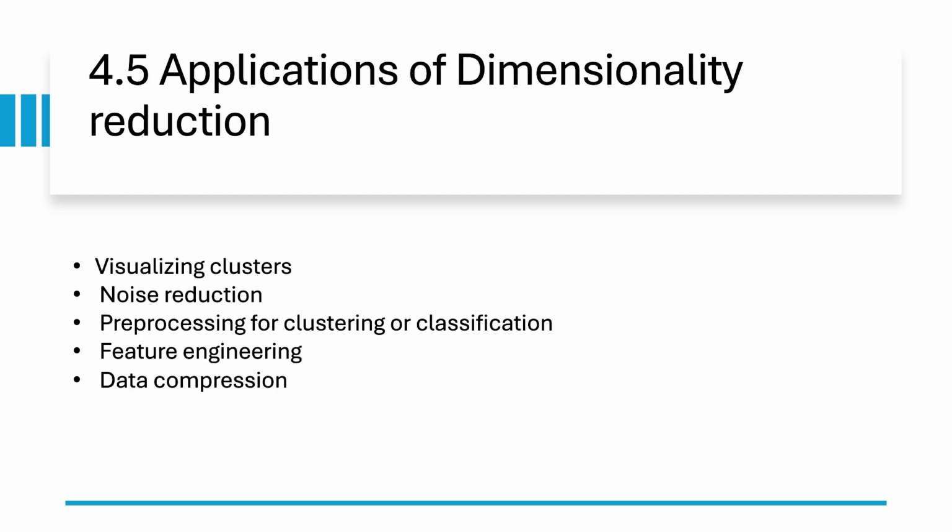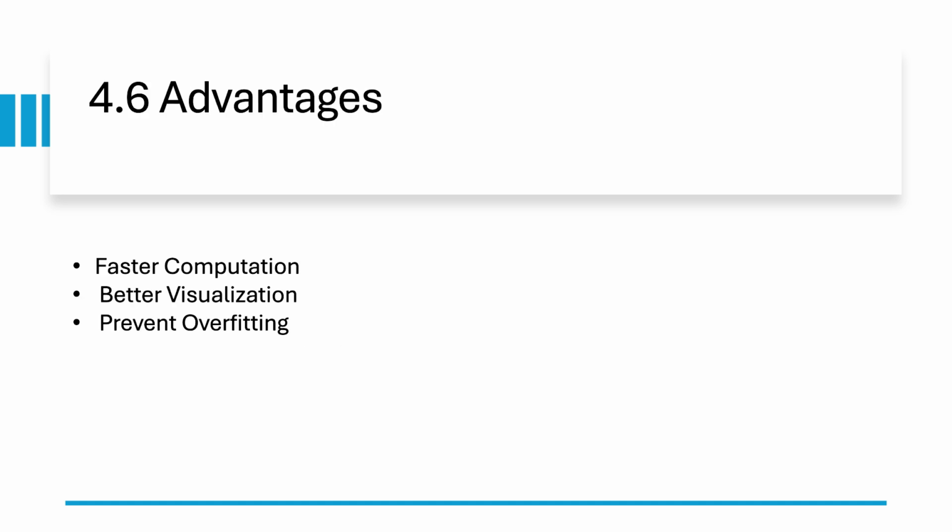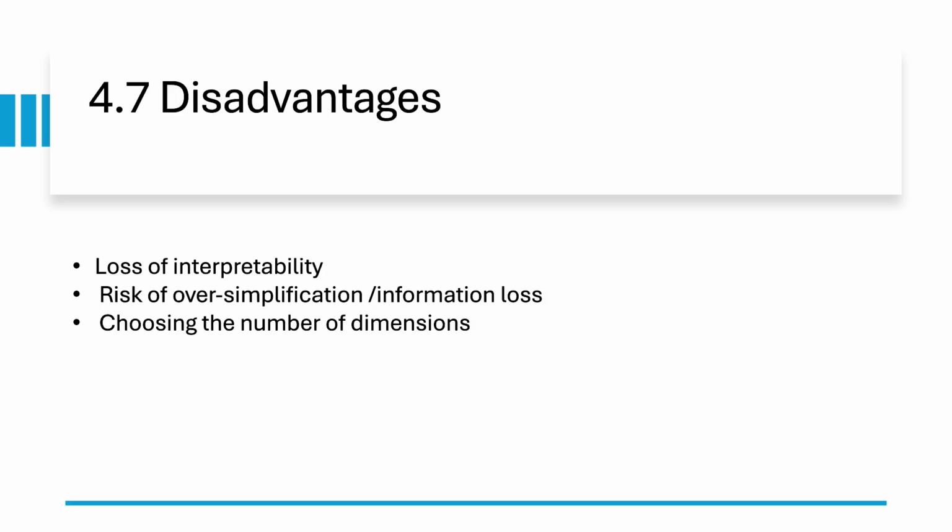The applications of dimensionality reduction are in visualizing clusters, noise reduction, pre-processing of clustering or classification data, feature engineering, and data compression. Advantages include faster computation, better visualization, and prevention of overfitting. The disadvantages of dimensionality reduction include loss of interpretability, risk of oversimplification, and the difficulty in choosing the number of dimensions.